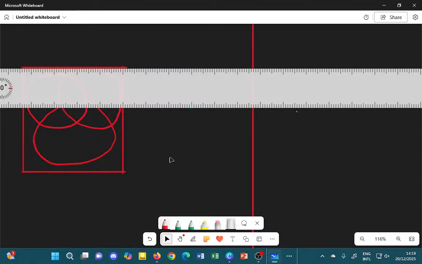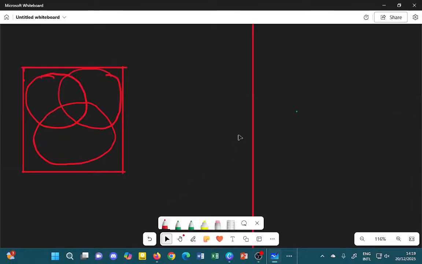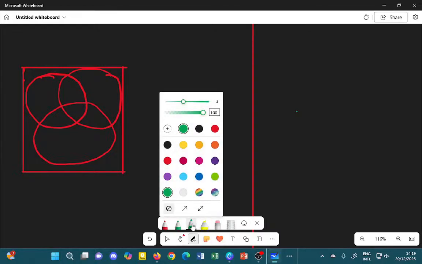Yes, so that's the Venn diagram. And now I can comfortably give the entries. Let me choose which color to use to give the entries. I choose this.